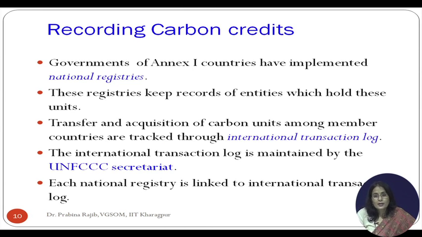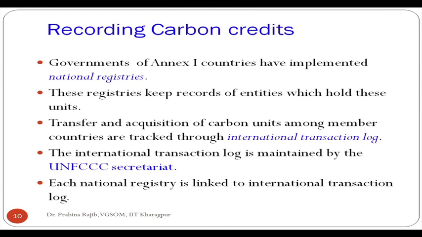Now, how are these carbon credits recorded? Each country has to maintain a national registry. Let's say a company in India undertakes a certain initiative by which it is reducing greenhouse gas emission, and for which it would be earning certain carbon credits. That information will be recorded in the national registry, and all these national registries are connected to the international transaction log, and this international transaction log is maintained by the UNFCCC Secretariat.